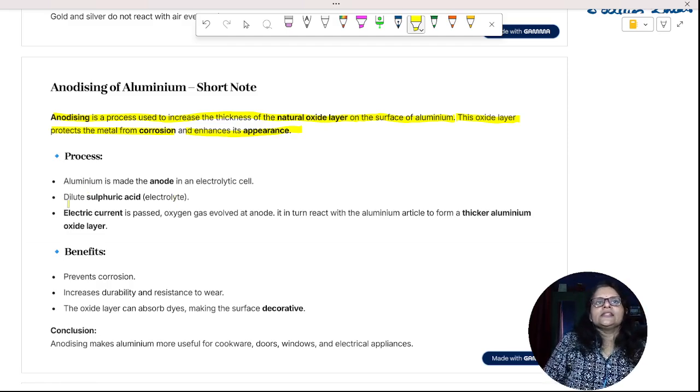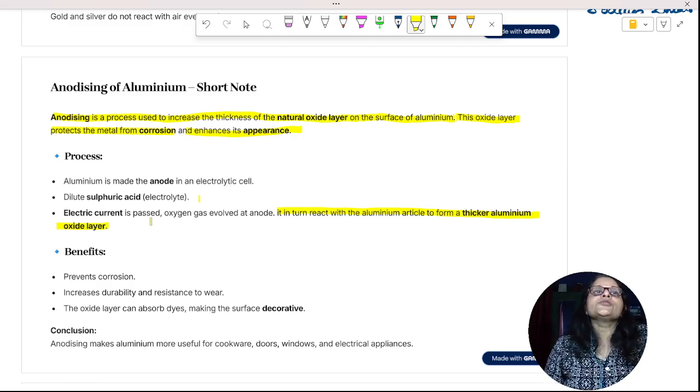Dilute sulfuric acid is taken as the liquid, which dissociates to give oxygen. Then electric current is passed, and oxygen gas is evolved at the anode. While evolving, that oxygen reacts with the aluminum article to form a thicker outer oxide layer. You do not need to learn the principle in detail, but you need to know what anodizing of aluminum is.